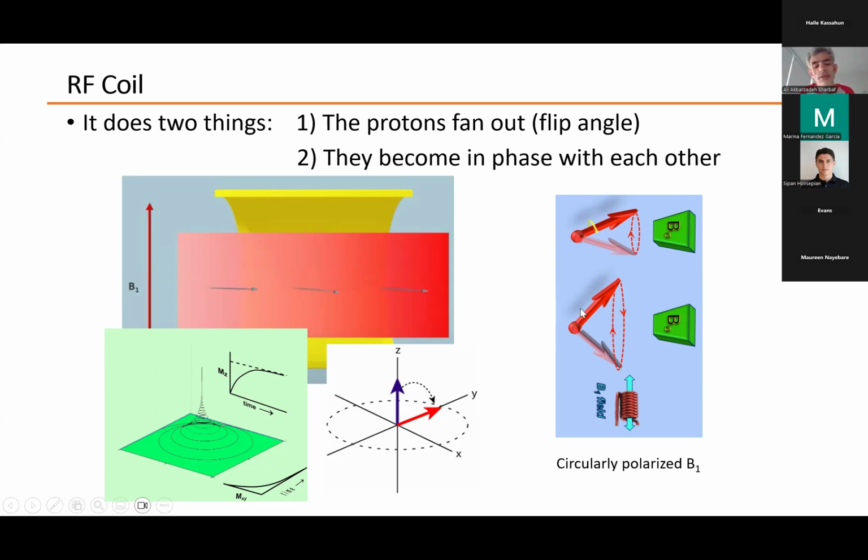And here you should pay attention that in this process, we still have a circular trajectory of the proton tip. So it follows a circular path. By increasing the flip angle, the radius of the circle increases as well.